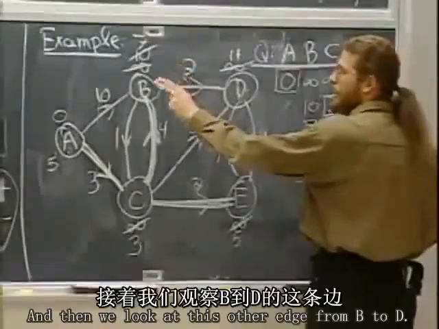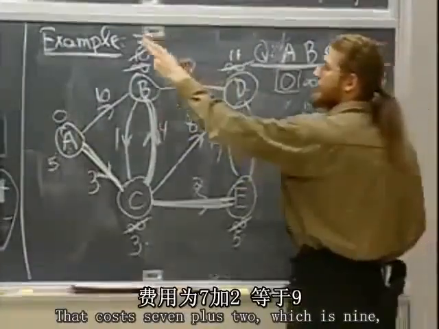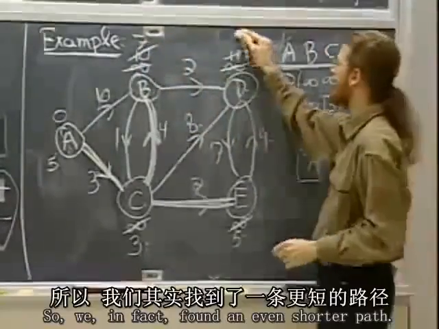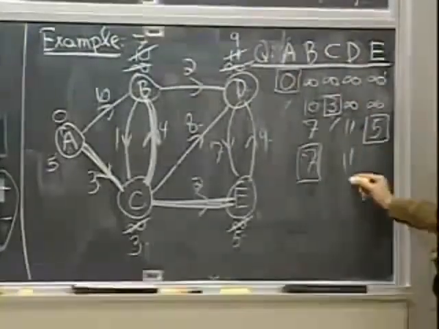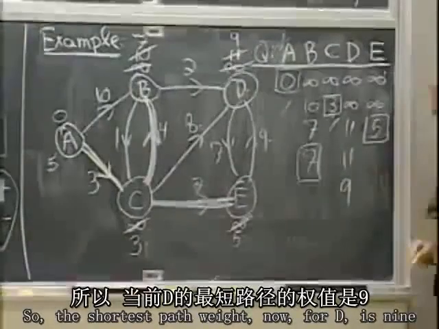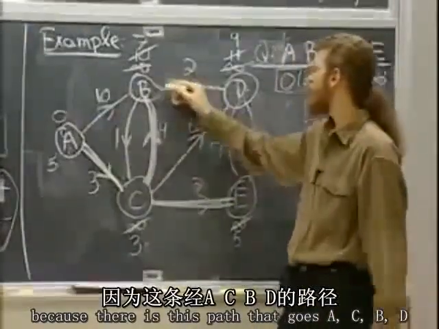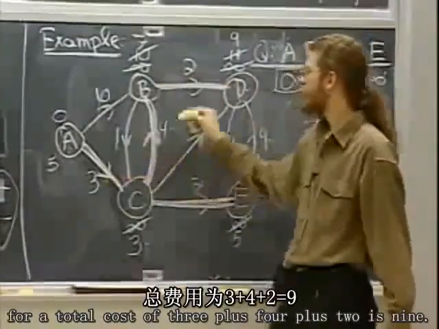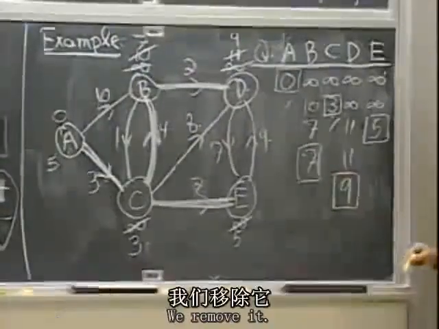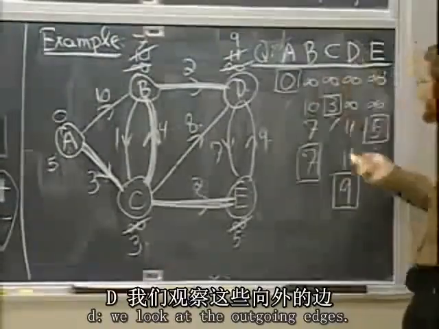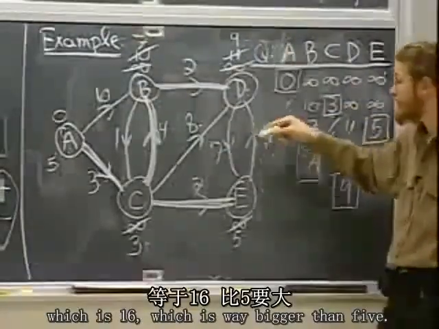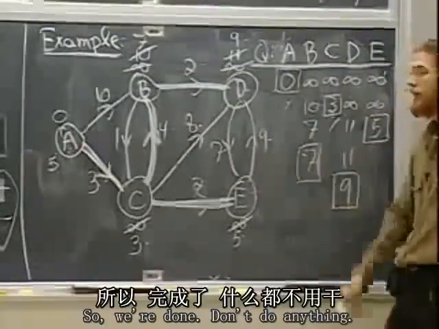And then we look at this other edge from B to D. That costs 7 plus 2, which is 9, which is better than 11. So we, in fact, found an even shorter path. So the shortest path weight now for D is 9, because there's this path that goes A, C, B, D, for a total cost of 3 plus 4 plus 2 is 9. Cool. Now there's only one element in the queue. We remove it. D, we look at the outgoing edges. There's one going here, which costs 9 plus 7, which is 16, which is way bigger than 5. So we're done. Don't do anything.